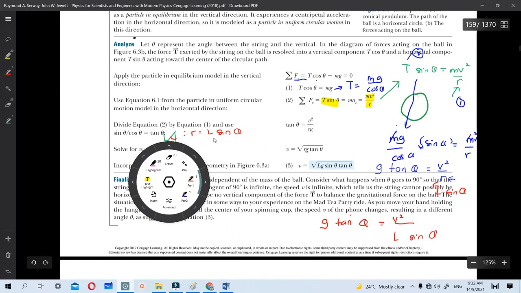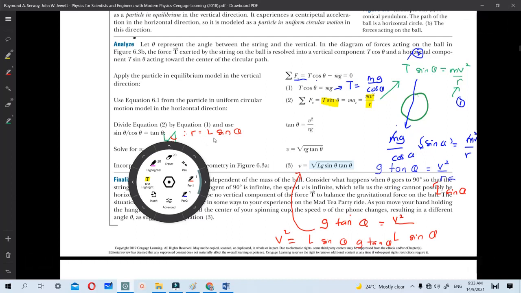Your next task is to rearrange it and isolate v, or simplify it as v is equivalent to. So you will find that it looks something like this: L sine theta times g tan theta. It's just that you take the square root of the value.